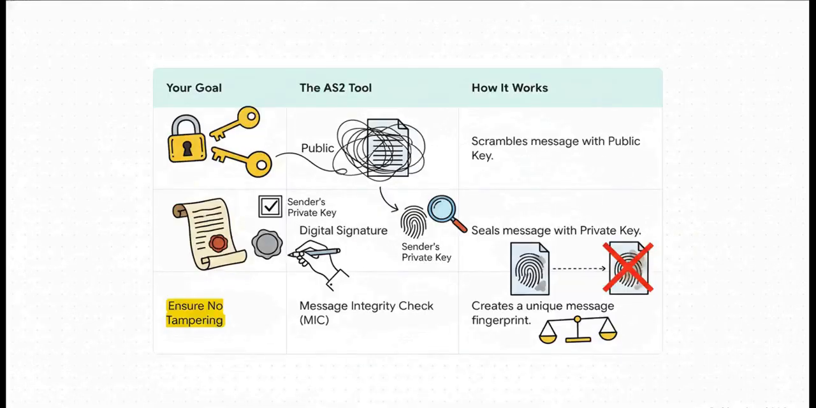This table here is great because it connects the why with the how. So, if your goal is to keep it secret, the tool you use is encryption, which scrambles the message using the receiver's public key. If your goal is to prove it's really from you, the tool is a digital signature, which uses the sender's private key to create that seal. And to make absolutely sure there's been no tampering, a message integrity check, or MIC, creates a unique digital fingerprint. If even one single character in that message is changed, that fingerprint will no longer match.